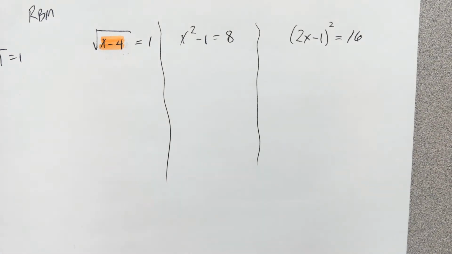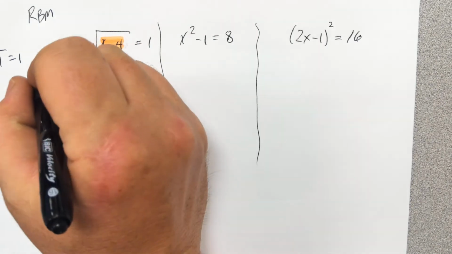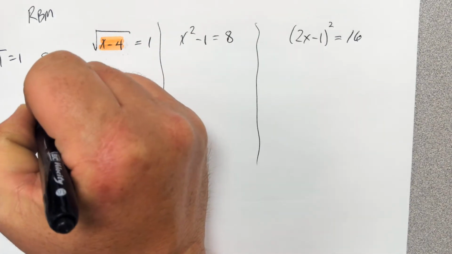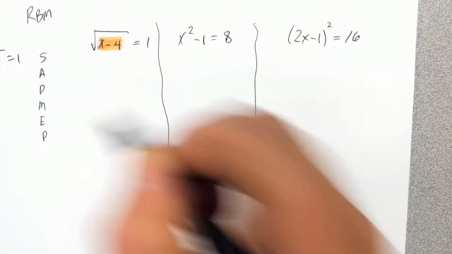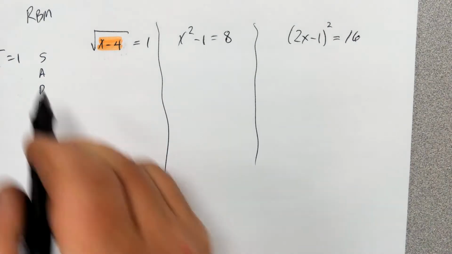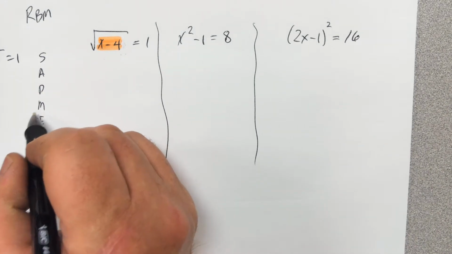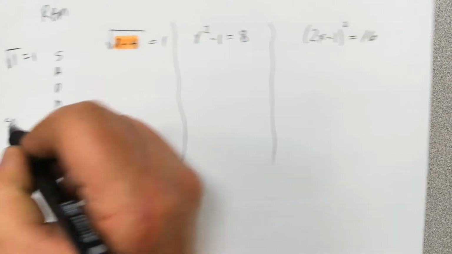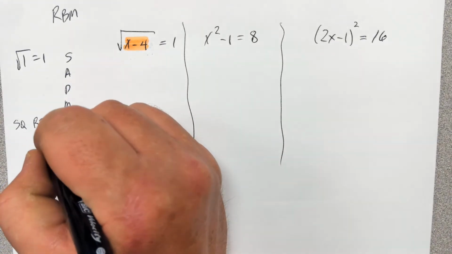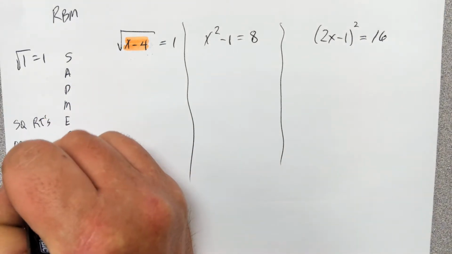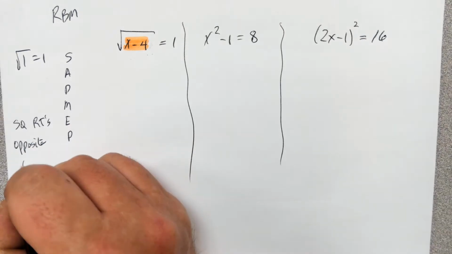But let's say you couldn't figure it out. Let's say you couldn't think about it and figure it out. You know how when we're solving, we're using inverse operations? SADMAP, right? And we do everything backwards.